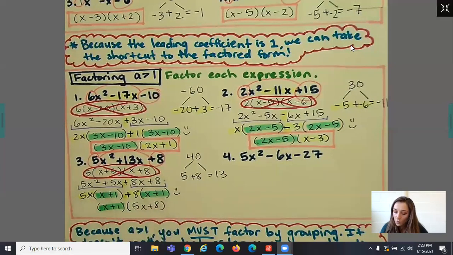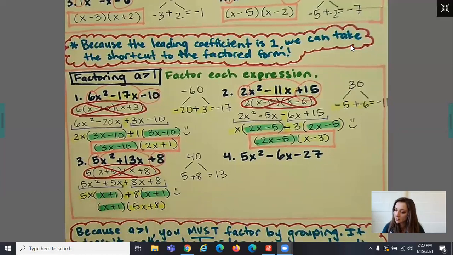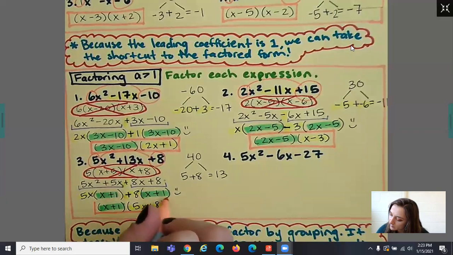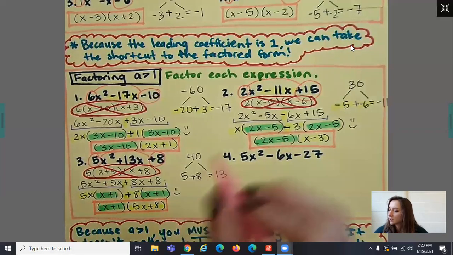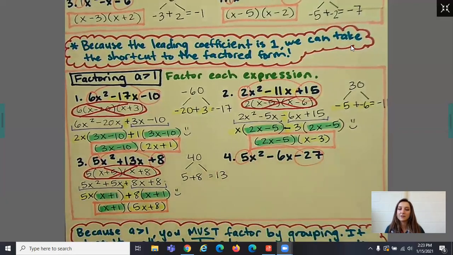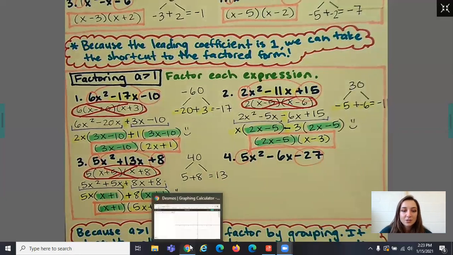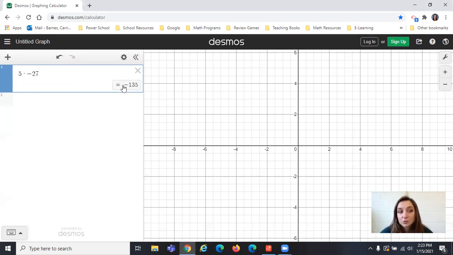All right, and we're going to do one last problem. Okay, one last one. So I'm going to circle the number in front of x squared, circle the constant term on the end, and we're going to do 5 times negative 27. If you don't know what 5 times negative 27 is, that's okay. We can use Desmos. So let's go to Desmos, and we're going to do 5 times negative 27. 5 times negative 27 is negative 135.